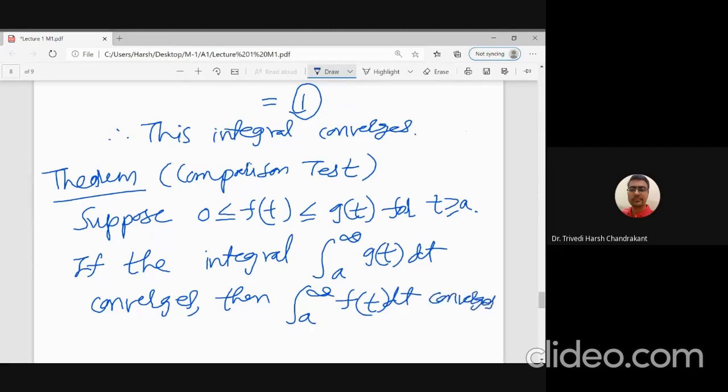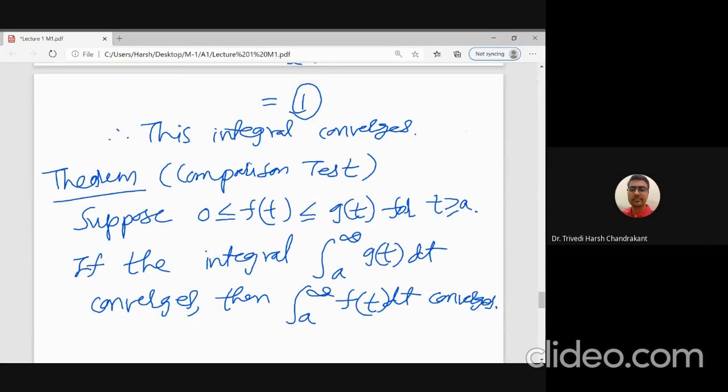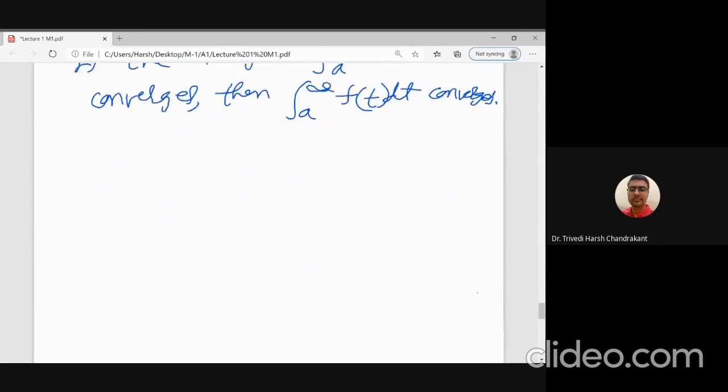So can anyone say what happens if the left integral diverges? The right integral will also diverge. Very good. So we can use this result the other way, and that will ensure us that if the left integral, integral f(t) dt, diverges, then the integral g(t) dt also diverges. That is coming from this theorem. So we usually use this theorem.